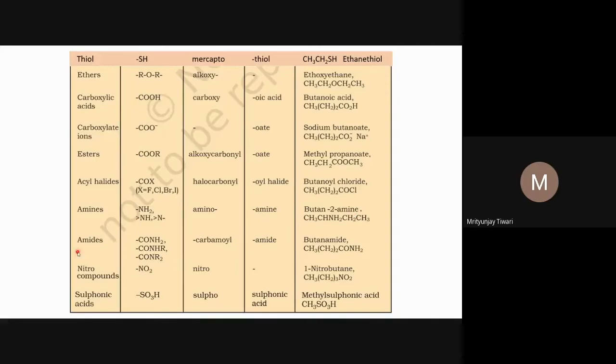Now let's see amides. Amide CONH2. CONH2 is the primary amide. We can also see primary, secondary, and tertiary amide. The CONHR is secondary amide. A CONR2 is tertiary amide. So all the amides you can see here.